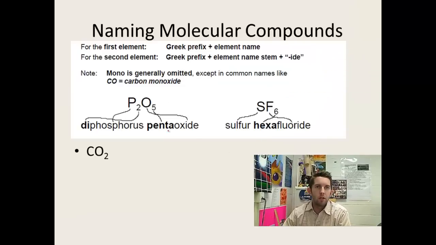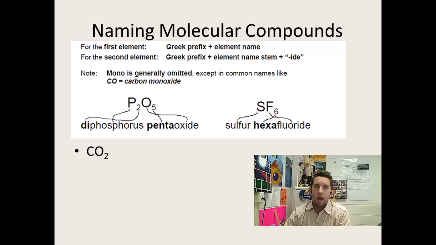So, showing you here. The first element, you get the Greek prefix plus the element name. This is phosphorus. Well, how many of them? Diphosphorus pentaoxide. Alright, and remember we're using that "ide" again for our second element. We're using "ide" just like we did before. Remember we omit the mono, don't use it very much.